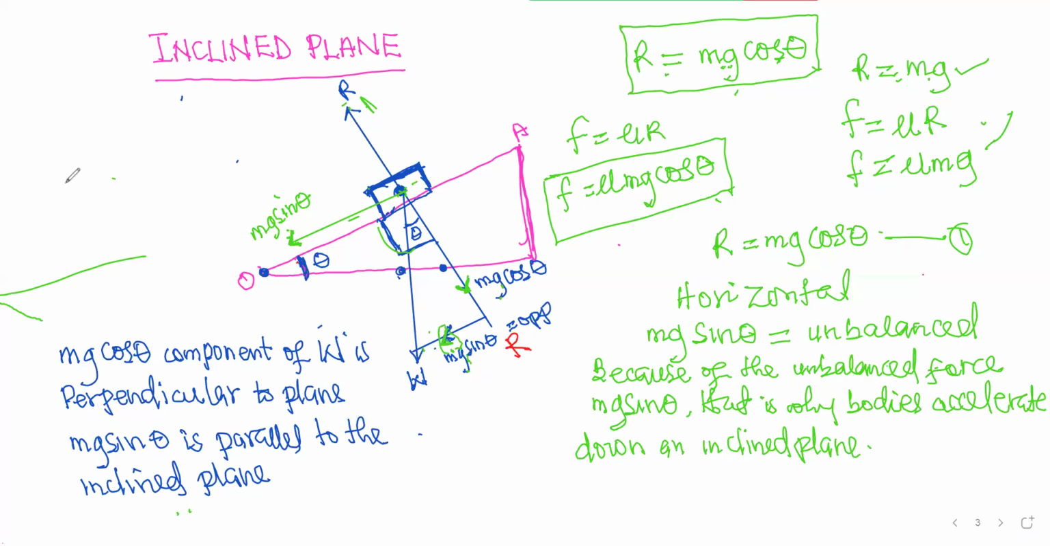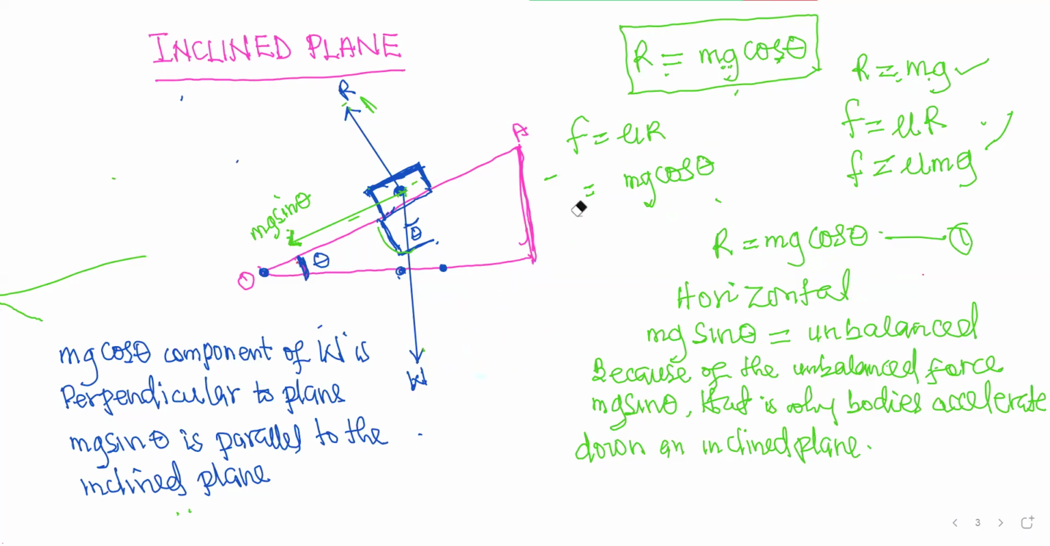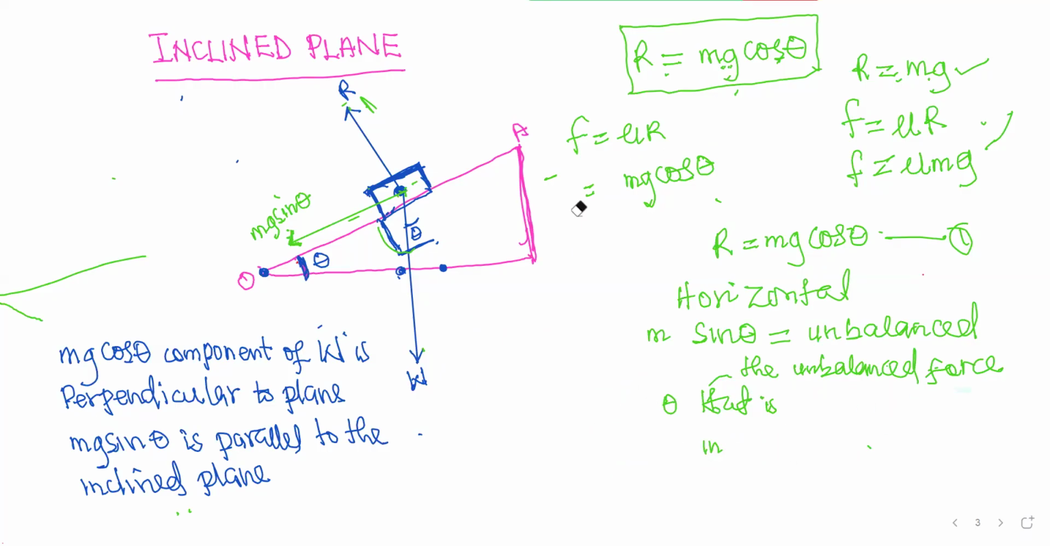Okay, let me go over that part. So we just saw that on an inclined plane, there are always two forces, or two components of the weight. One component of the weight is always perpendicular to the inclined plane.